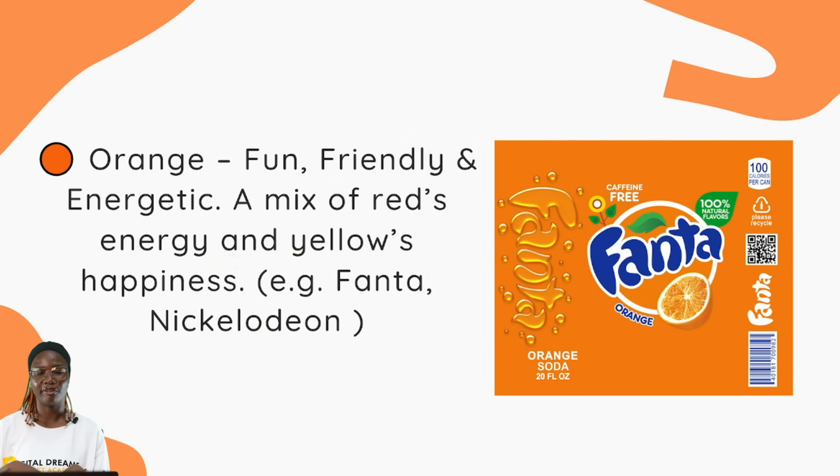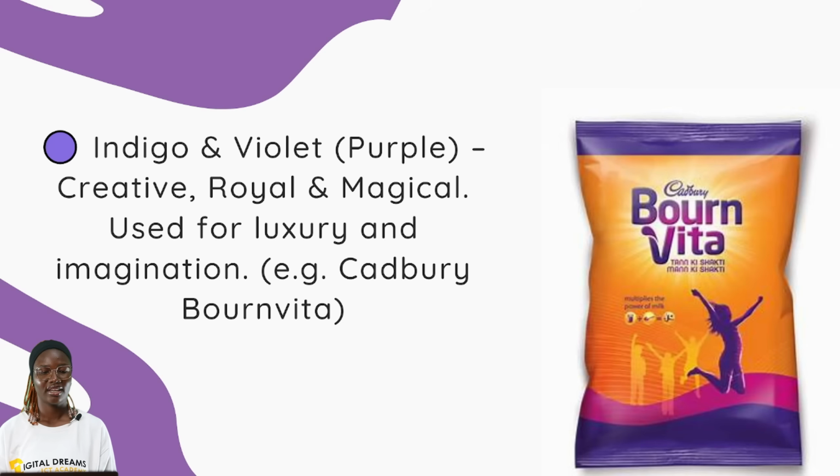Then we have orange, and we say orange feels fun, friendly, and energetic. It is a mix of red's energy and yellow's happiness. Example, we have Fanta. So we can say that Fanta wants to feel friendly, and they want people to have energy when they take their drink or their product.